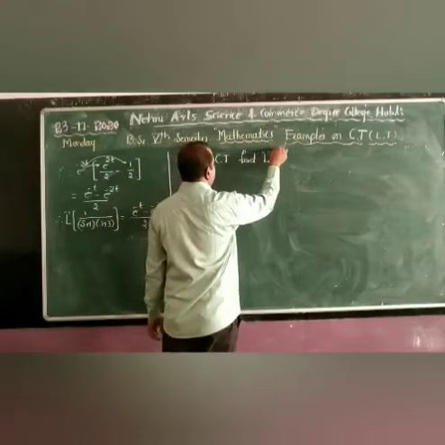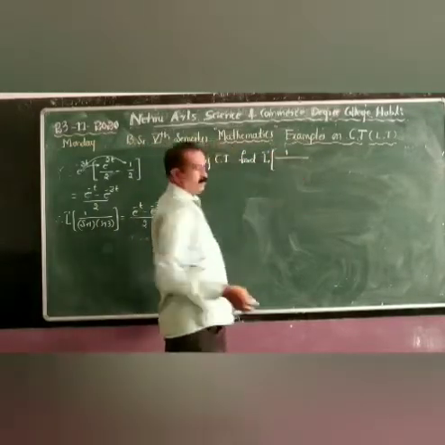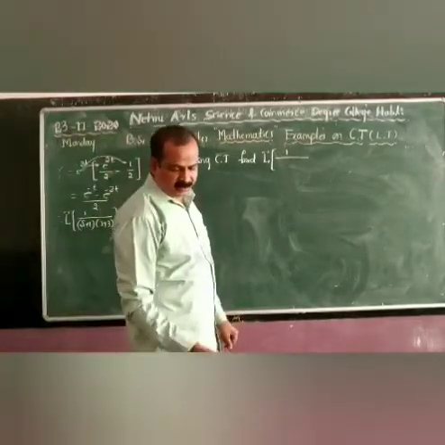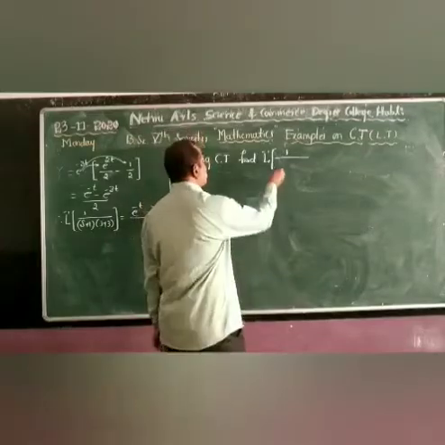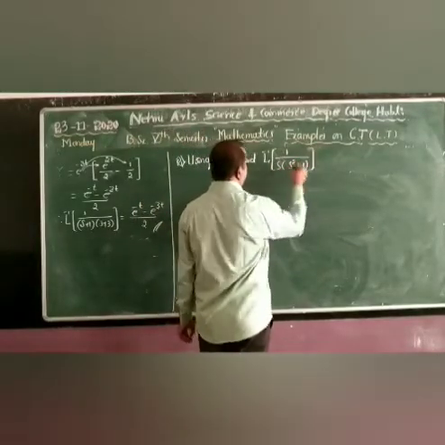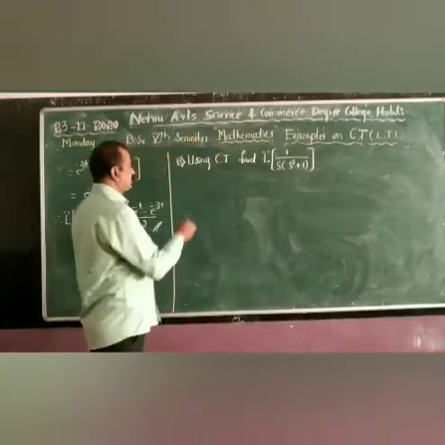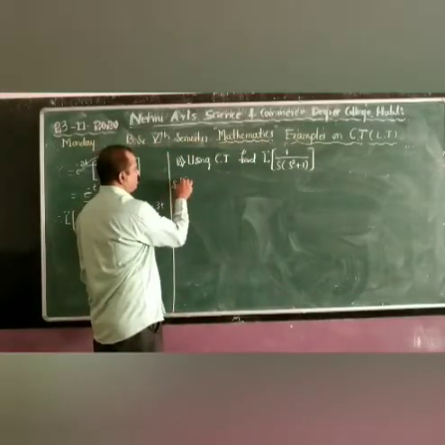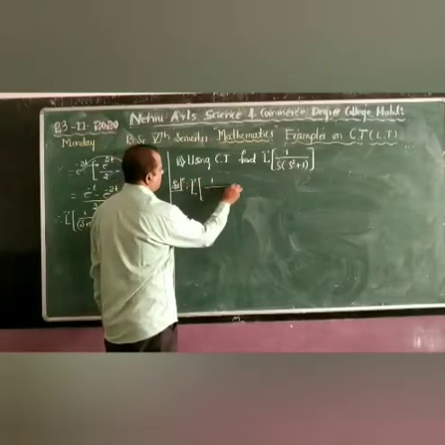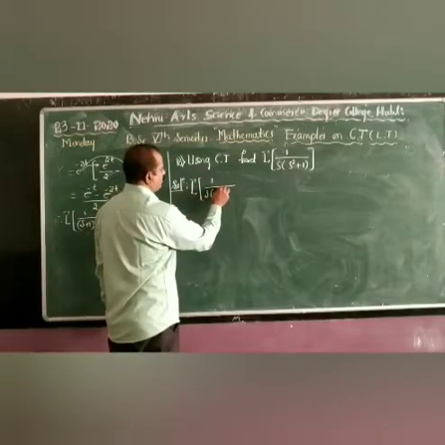Find L inverse of 1 divided by s into bracket s square plus 1. In the denominator, the product s into bracket s square plus 1. Go for the solution, the usual method: L inverse of 1 divided by s into s square plus 1.